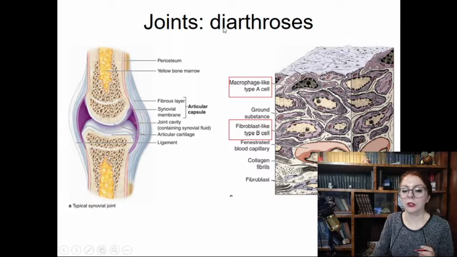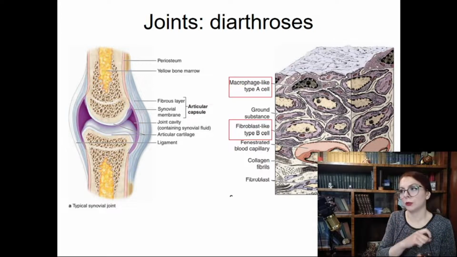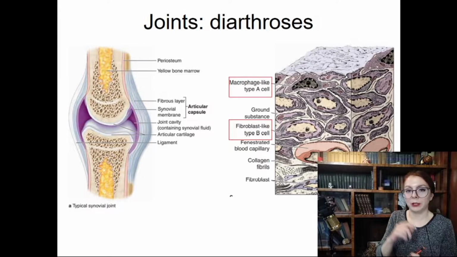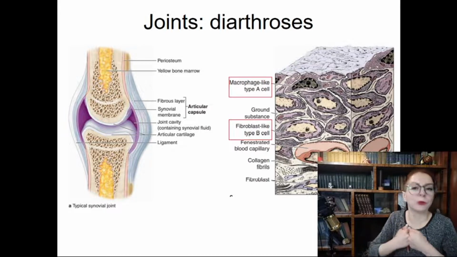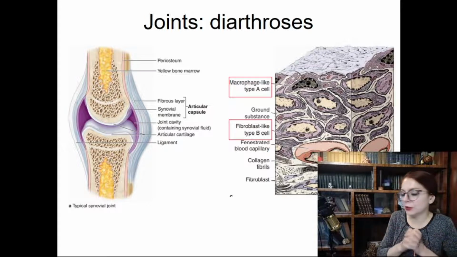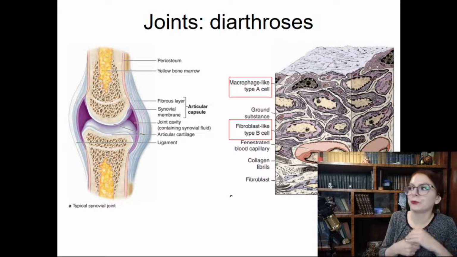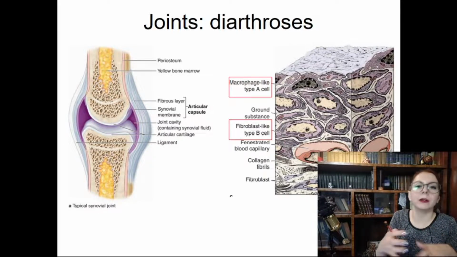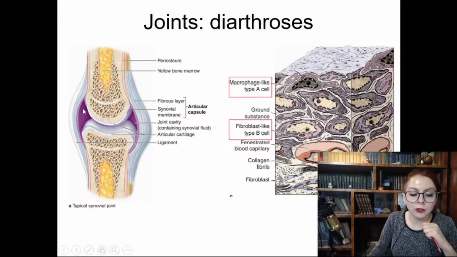Here it is written joints and diarthroses, because there is also one more type, synarthroses. And from anatomy you know that in synarthroses two bones are connected and they almost don't move. But in diarthroses the bones are connected and they can move. This is the mobile joining of two bones. And the surfaces of diarthroses are covered with hyaline cartilage, or articular cartilage.